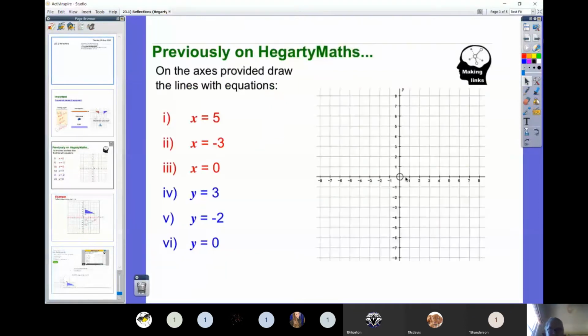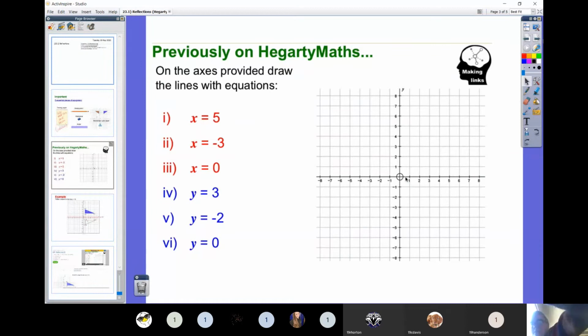Now, when it comes to reflections, the most crucial bit is working out what the mirror line is. Okay, so we're just going to practice a bit of plotting these lines here. Just bear with me. I'm just taking the keyboard off my laptop, so it's going to go a bit wiggly for a minute.